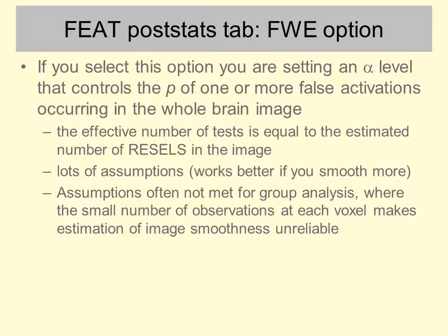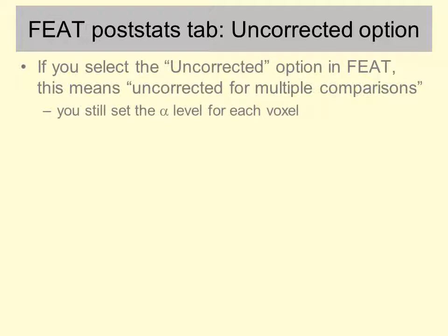If the images are not very smooth, the assumptions may not be met, and so particularly for group analysis with relatively small sample sizes, there may be insufficient smoothness in the data for the FWE option to be a good idea. If you choose the uncorrected option on the Post-Stats tab, then that means uncorrected for making multiple comparisons. You are still able to set an alpha level for each voxel, so at each voxel you have a certain probability that your result is a false positive.